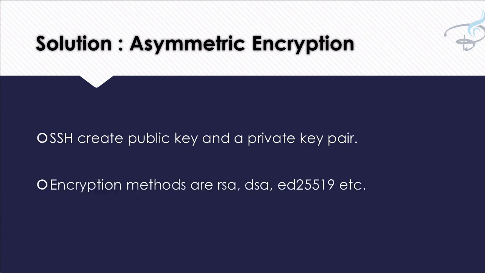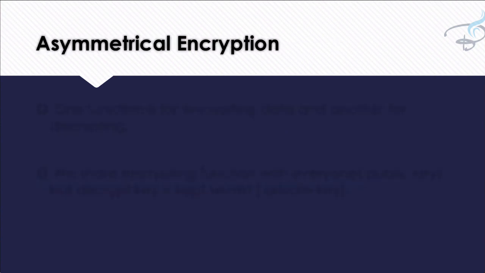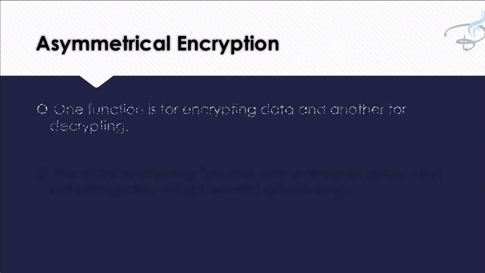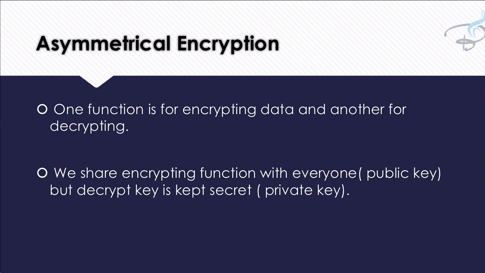And there are many encryption methods, RSA, DSA, ED25519, but in whole asymmetric encryption, one function is for encrypting the data and another for decrypting. So we share the public one as an encryptor and we keep the private one as the decryptor.